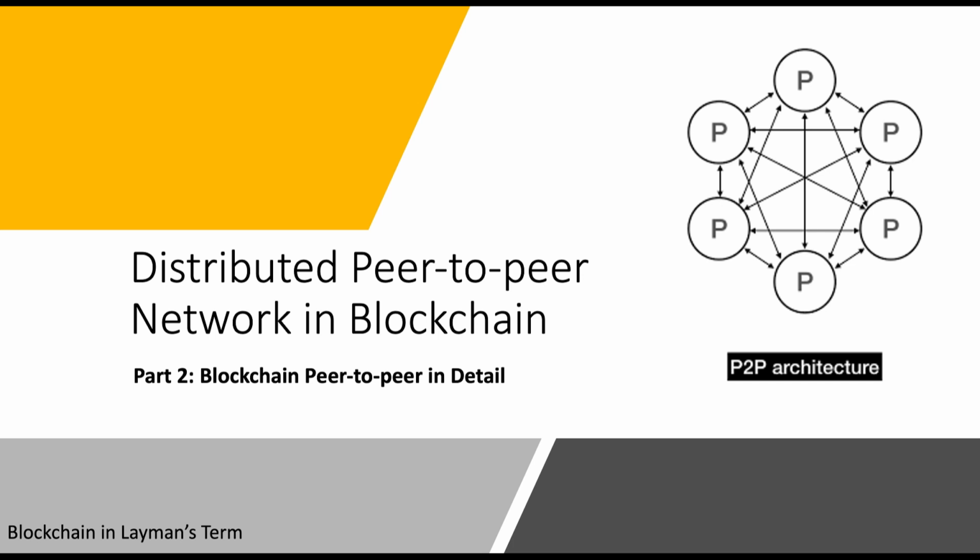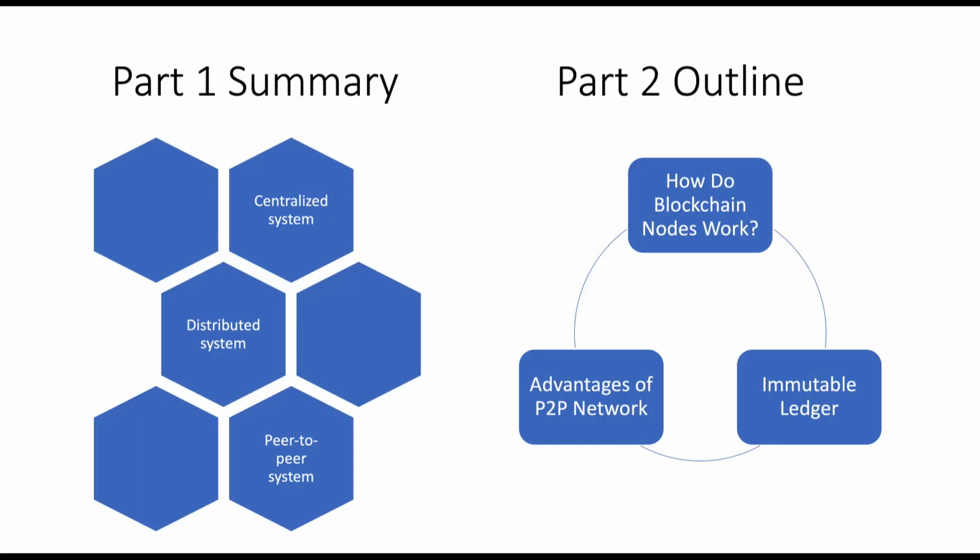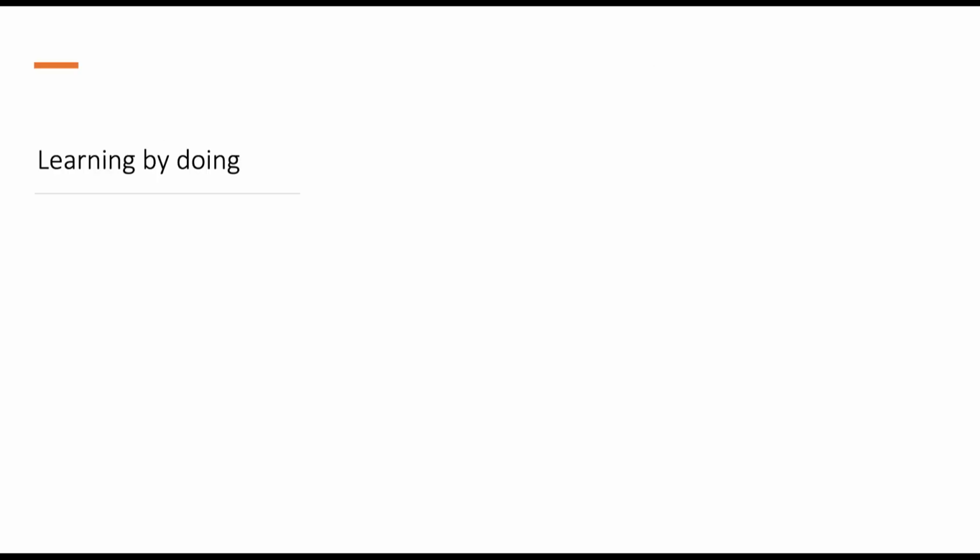Hey guys, this video is part 2 of blockchain peer-to-peer network. In the last video we explained centralized system, distributed system, and peer-to-peer system at a very high level. In this video we will study the peer-to-peer network advantage, how blockchain nodes work, and why blockchain is an immutable ledger.